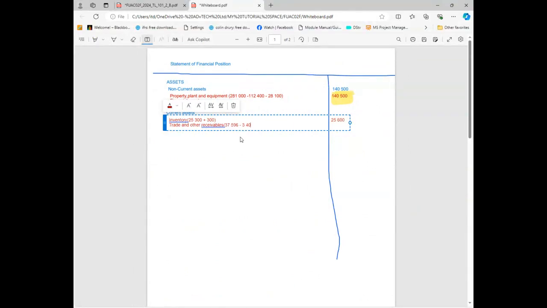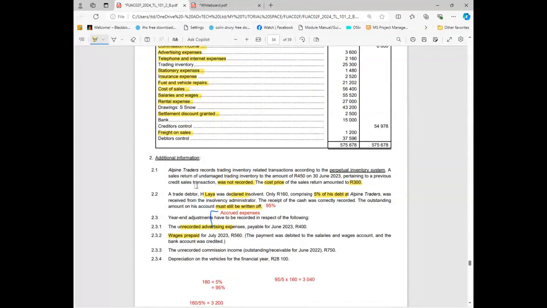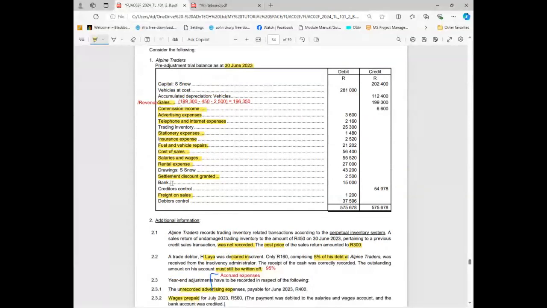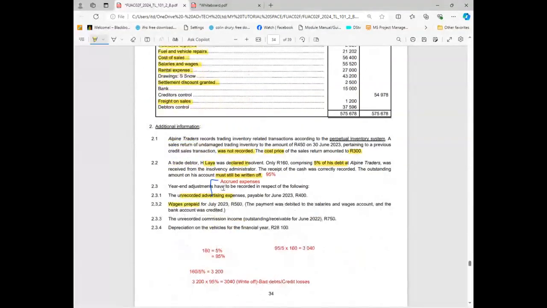You still remember? Perfect. And then the formula again. What else must we look for? Allowances for credit losses. I don't think we have it here. We don't have any. In future, if we have it, then we're going to minus it.